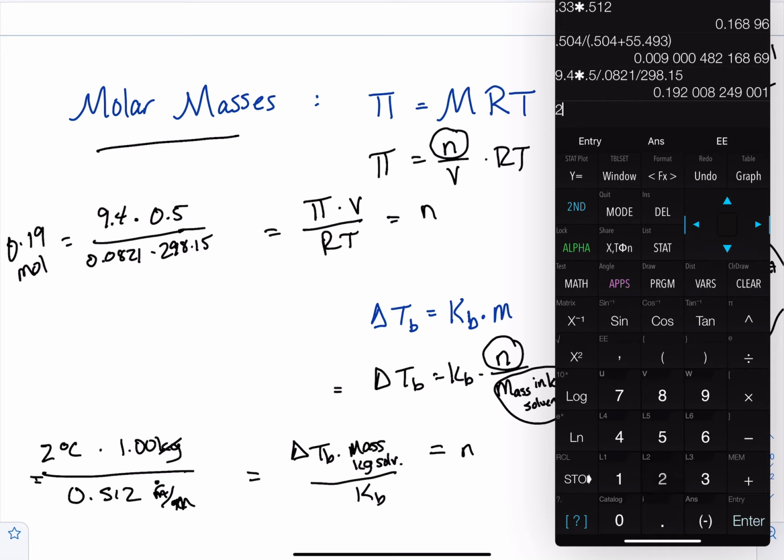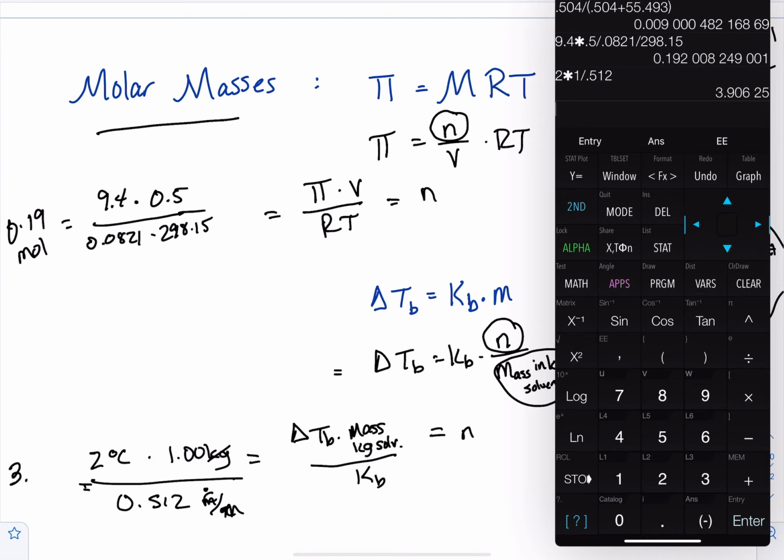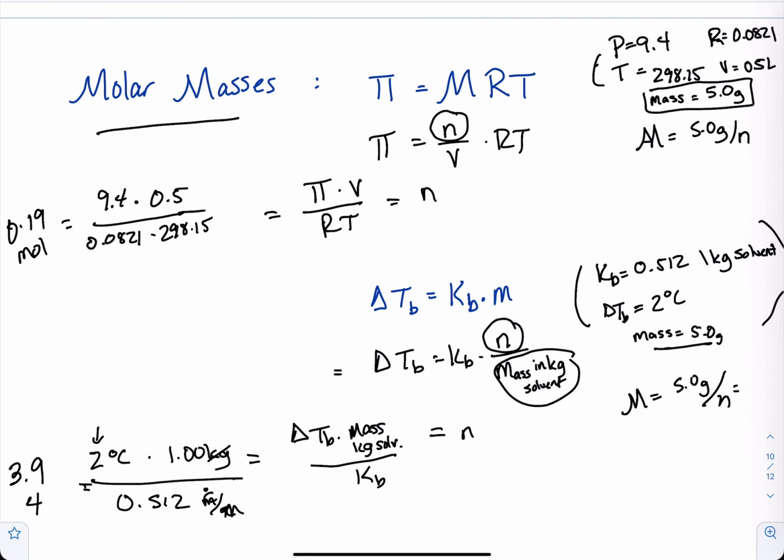And over here, 2 times 1 divided by 0.512 gives me 3.9. This is just the 1 sig fig, so I guess I could say 4 is my moles. And then again, because the problem also gave me my mass, I just take my 5 grams and I divide by my moles that were given. In this case, my 5 grams divided by my 4 moles. And that's going to be the molar mass of the substance.